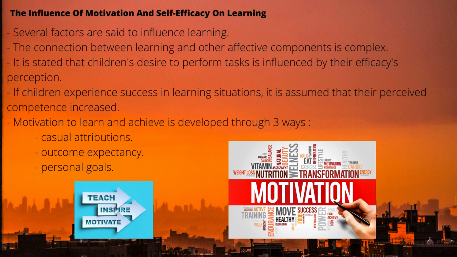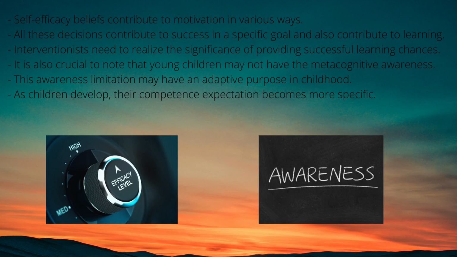If children experience success in learning situations, it is assumed that their perceived competence increases, and also the internal control, the support gained from significant others, and the pleasure shown in mastering the task are also increased. Motivation to learn and achieve is developed through three ways, for example causal attributions, outcome expectancy, and personal goals. Self-efficacy beliefs contribute to motivation in various ways, such as determining the goals people set for themselves and how much effort they expend, and more. All these decisions contribute to success in a specific goal and also contribute to learning.